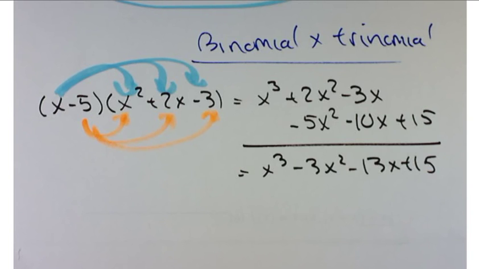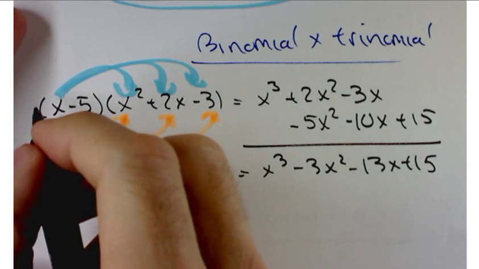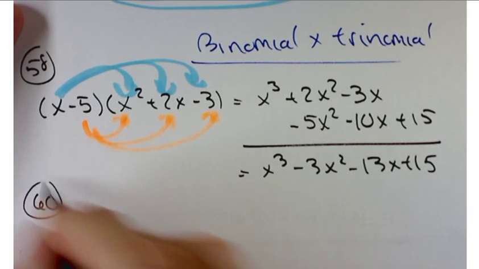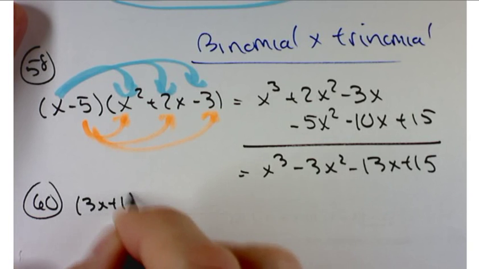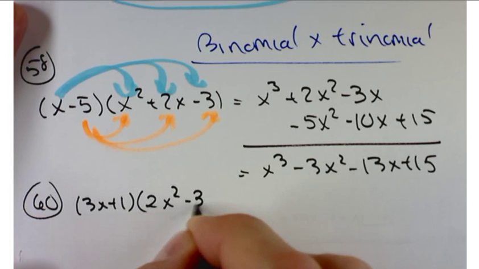I'll give you one to try like this, and then we can be done. So it's problem number 60. Last one was 58. Three x plus 1 multiplied by 2x squared minus 3x plus 1.